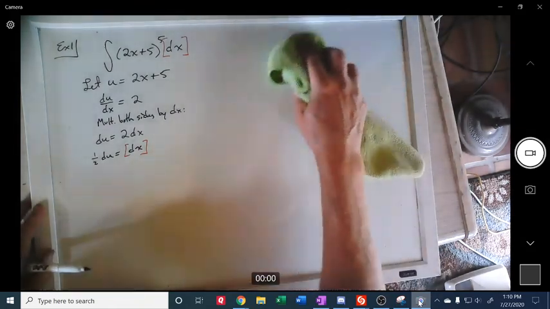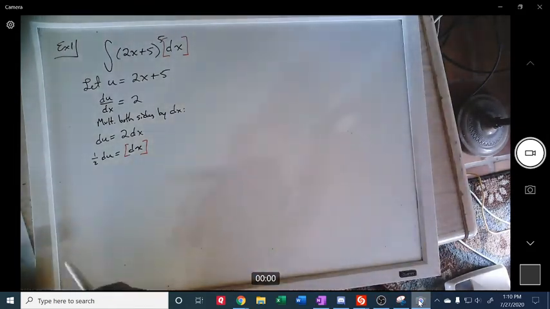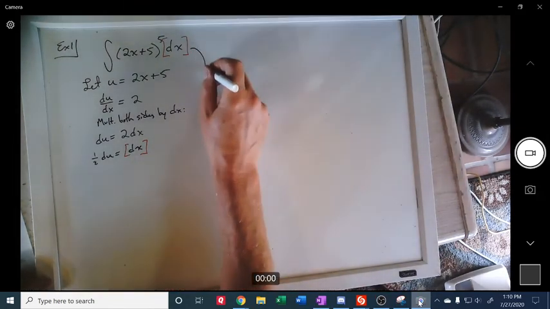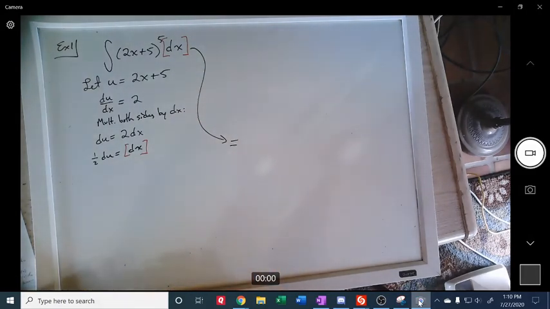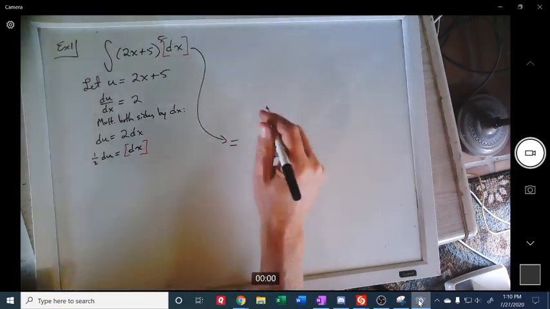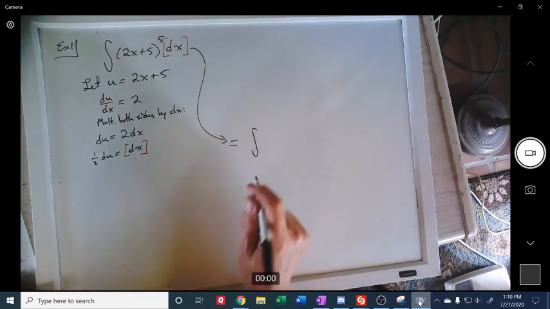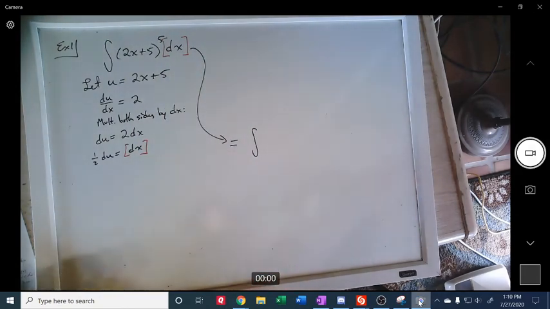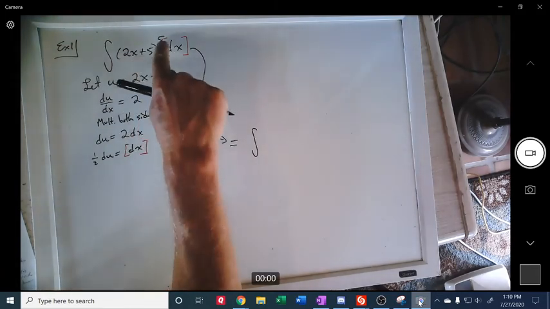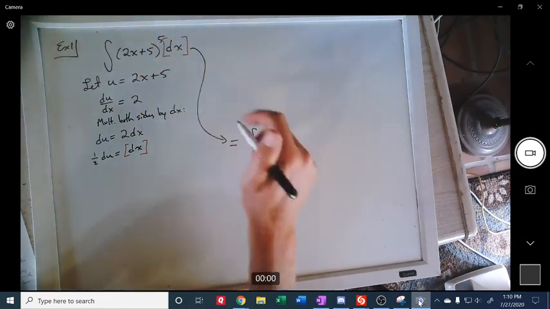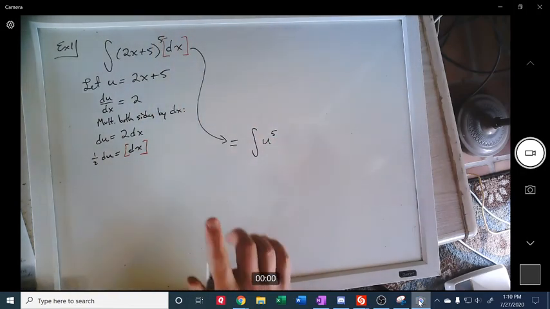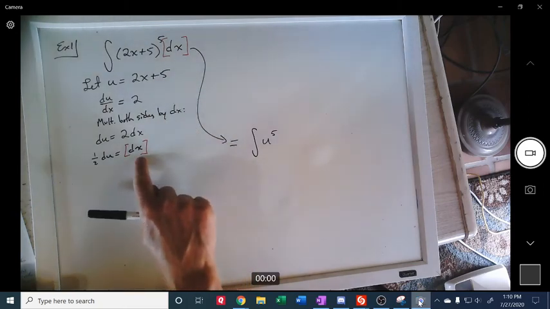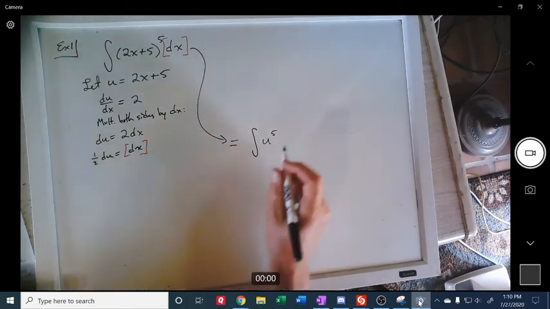Now, once I have this, I can rewrite this problem without using any x's. How can I rewrite it without x's at all? Well, 2x plus 5 to the 5th becomes u to the 5th. dx is 1/2 du.